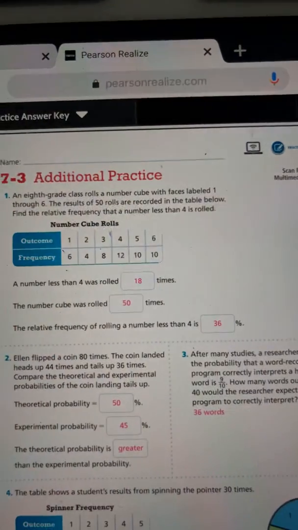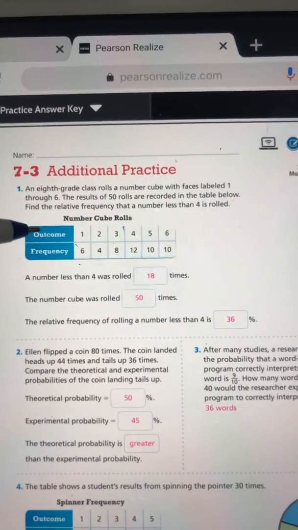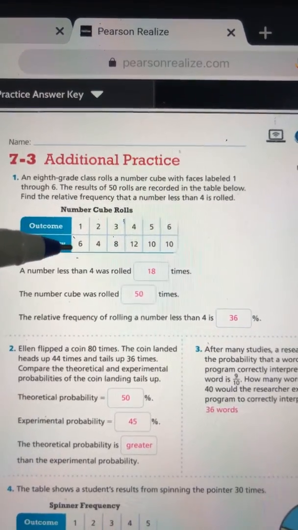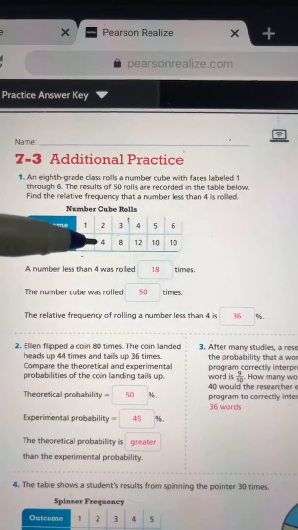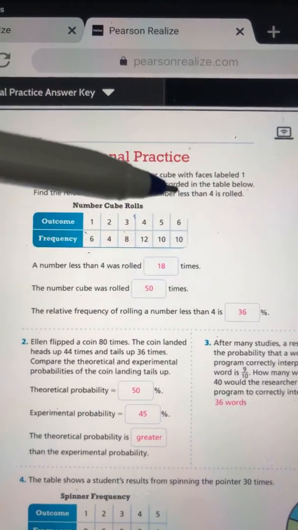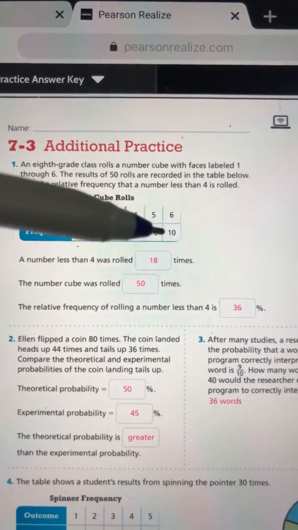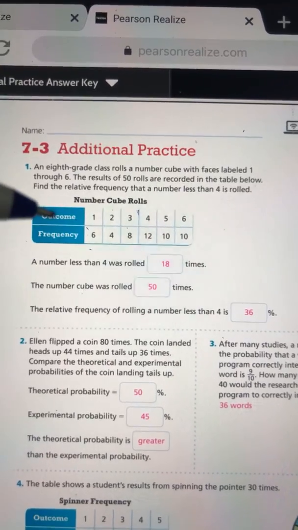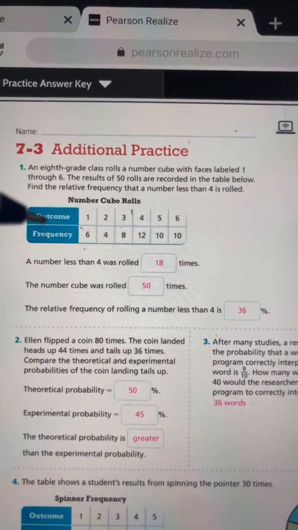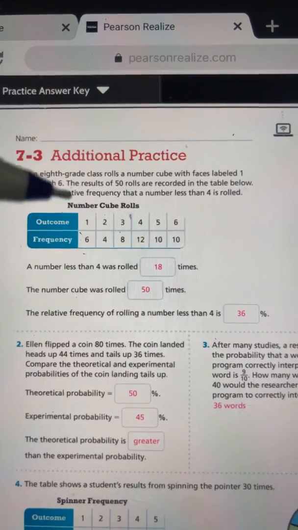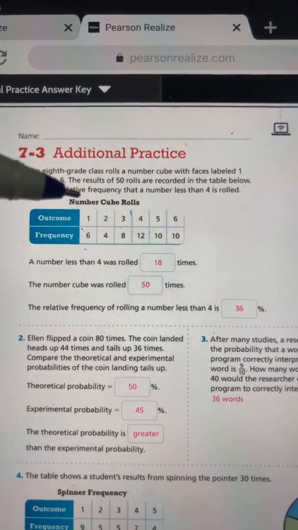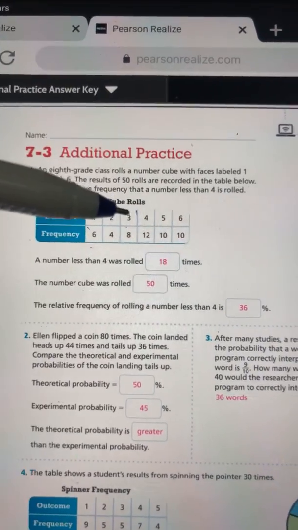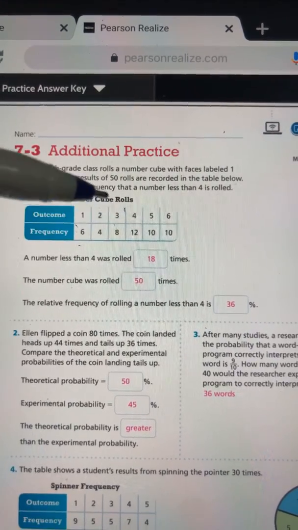So, we have here a table. This is outcome and this is the frequency. For the outcome 1, we have the frequency equals 6. For the outcome 2, the frequency equals 4, etc. And finally, for the outcome 6, the frequency equals 10. So, in this exercise, the question is, a number less than 4 was rolled how many times? I look in the table, a number less than 4. That means I look only at 1, 2, 3, and stop. Then I add all the frequencies of 3, 2 and 1.